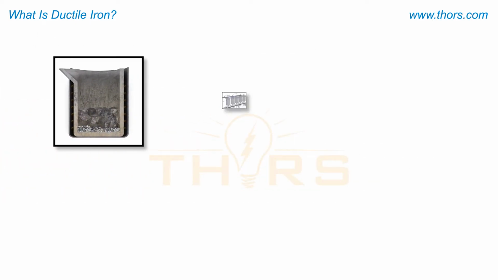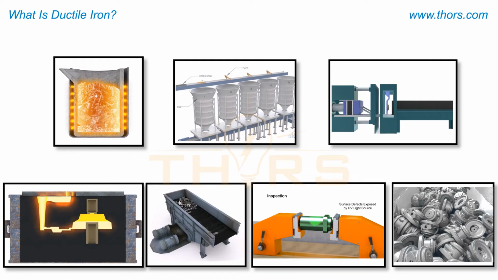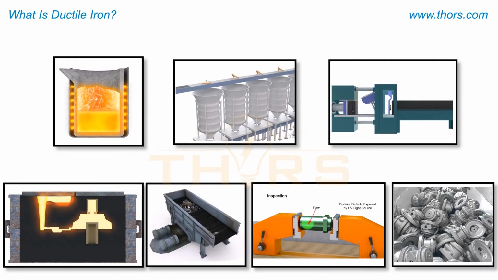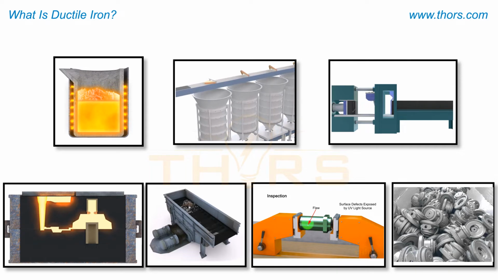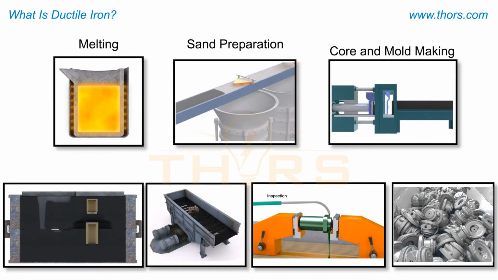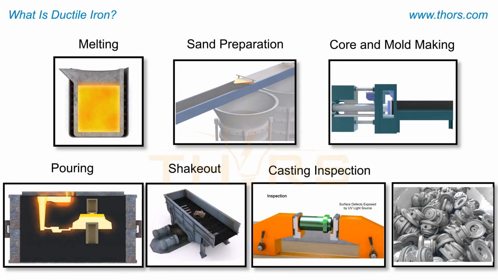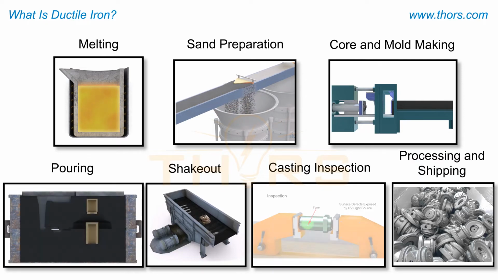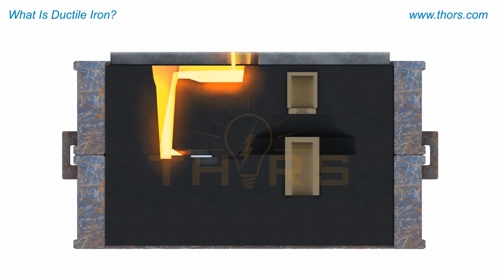In a ductile iron foundry, several different sub-processes are carried out in a carefully synchronized manner to produce quality castings. Not all ductile iron parts are made using sand molds, but many are, with sub-processes that include melting, sand preparation, core and mold making, pouring, shakeout, cleaning and salvage, casting inspection, and post-inspection processing and shipping. All cast irons produced in sand foundries undergo similar steps.